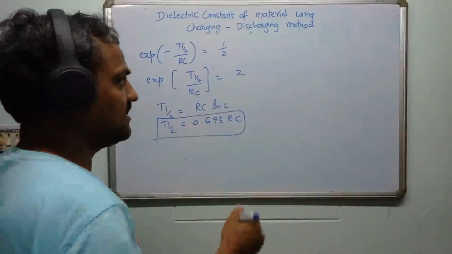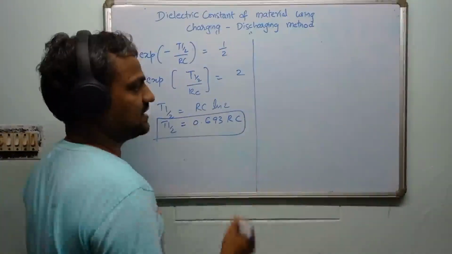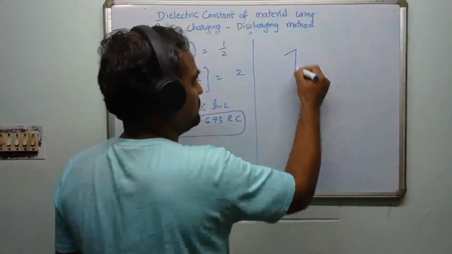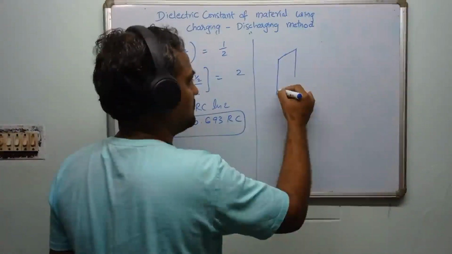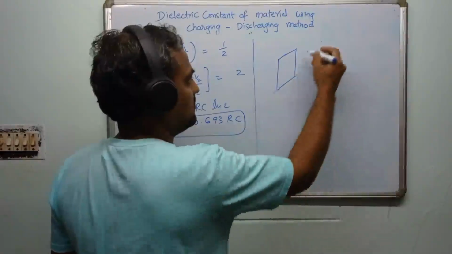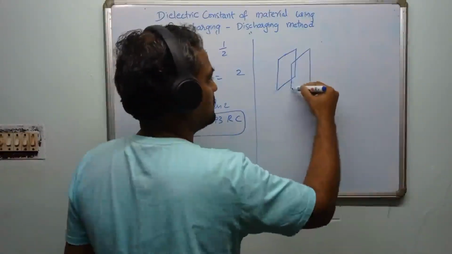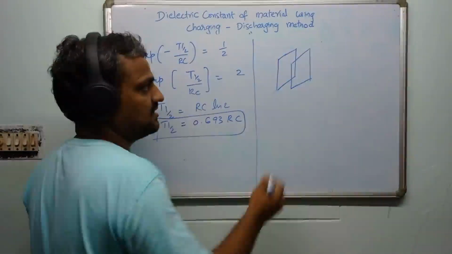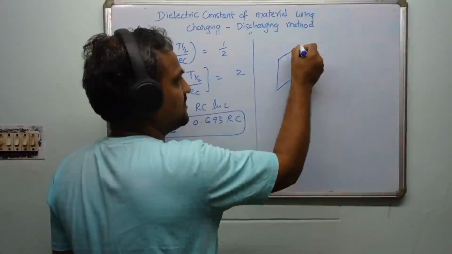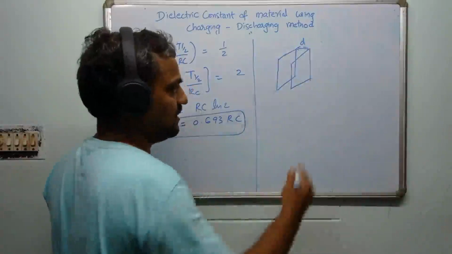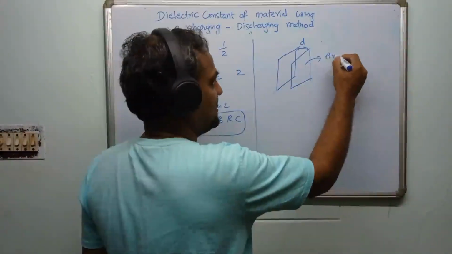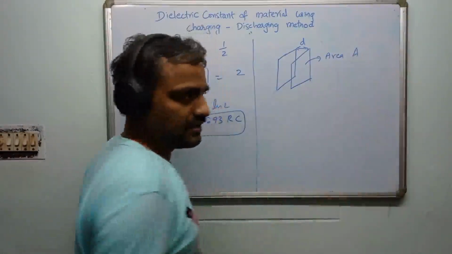Now, if you recall the parallel plate capacitor, so if you draw a parallel plate capacitor, let me draw it like this. These are identical parallel plates. The plates are separated by a distance of d, and each plate has an area A.